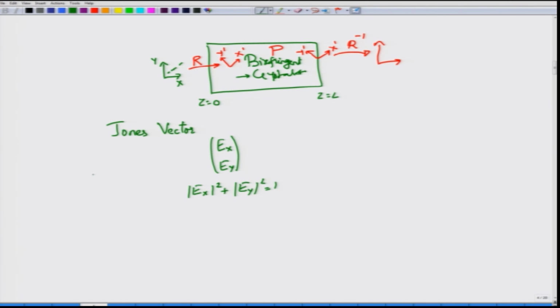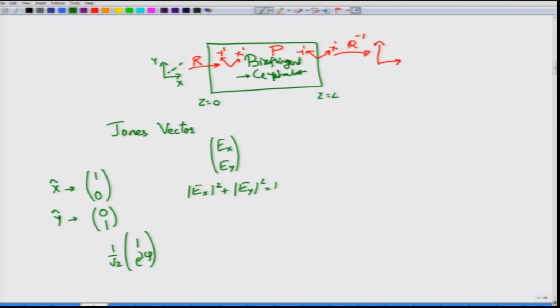For simplicity, an x polarized wave would be written as 1, 0. So, this is for the x polarized wave. A y polarized wave was written as 0, 1, and in general, if you have a linear polarization, you can write this as 1 by root 2 times 1, e power j phi.